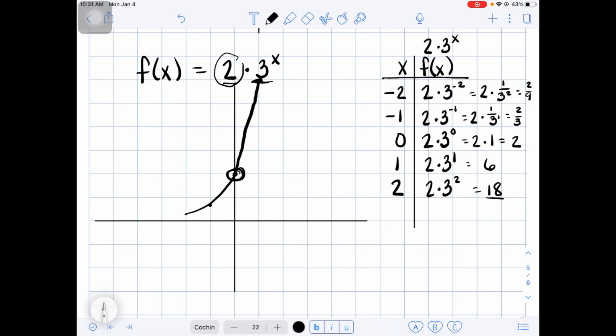Now do not confuse this. A lot of people will try to do this. They'll say, well, let me make this simpler and I'll multiply 2 times 3 and get 6 to the x power. That is not the same thing. Do not do that. This is our formula.